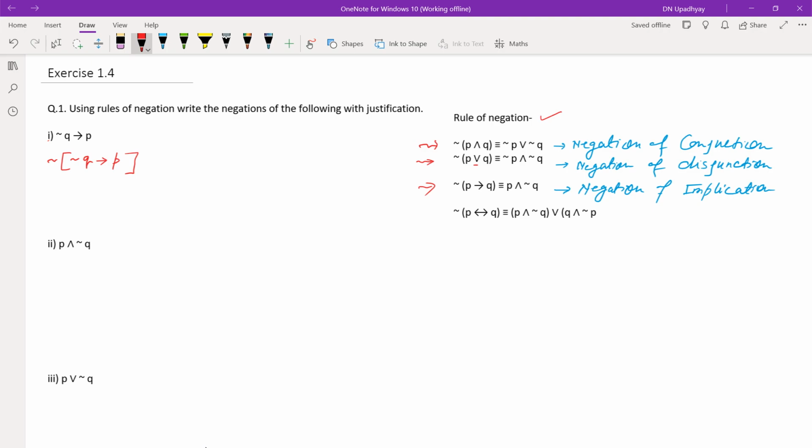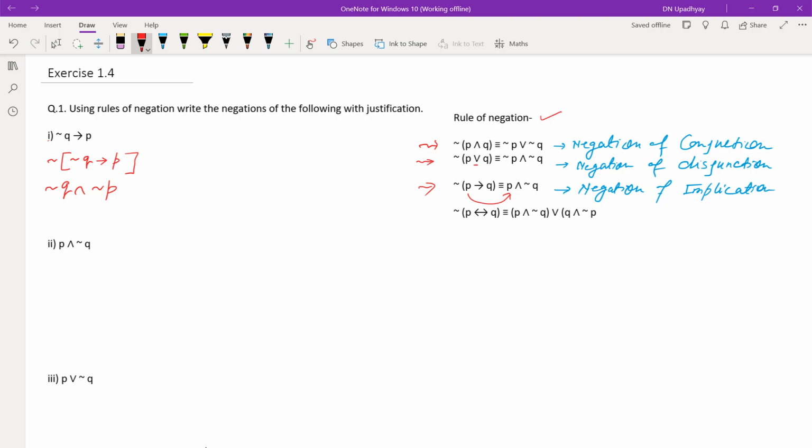If you see the third rule, negation of implication: negation of P if and then Q is equivalent to P and negation Q. So P and negation Q means the first term as it is, and then the second term is written with the negation sign. So and then negation P. So this is the rule, right? So this is the rule.